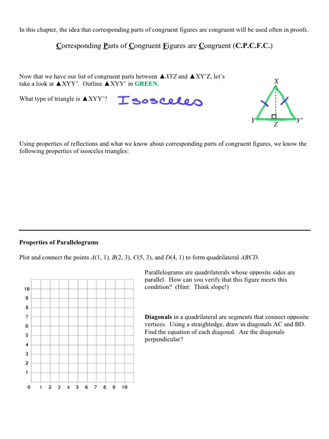We know this because segment XY was congruent to segment XY prime by corresponding parts of congruent figures being congruent. What we're going to do now is use the properties of reflections and what we know about corresponding parts of congruent figures to list properties of isosceles triangles.